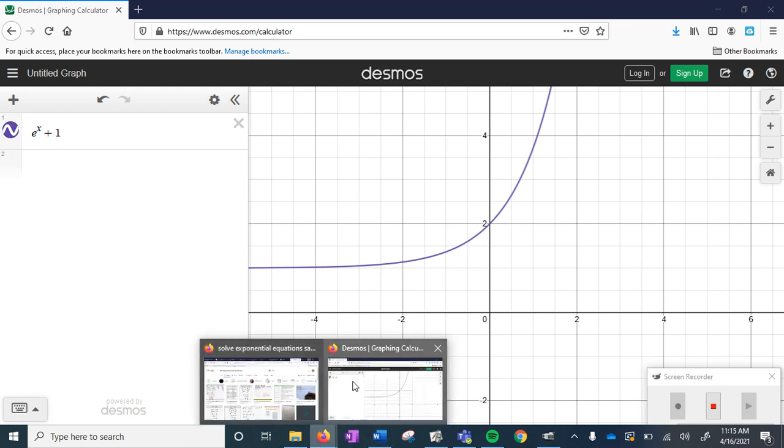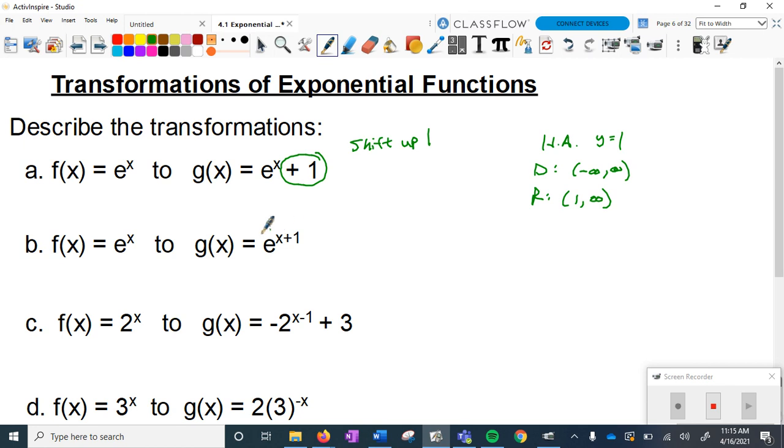I'm hoping this is starting to connect and make sense and be easy. All right, so let's look at the next one. We have our e to the x again, but now I've got a plus 1, but where's the plus 1? Now the plus 1's up in the exponent. It's happening only to the x, so that is a shift. Do you remember which way? If I add to the x, that's going to make it go to the left 1 unit.